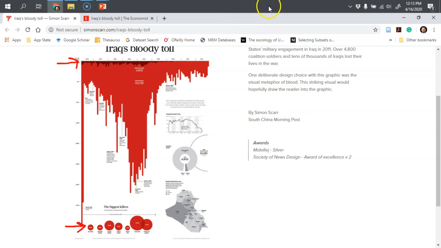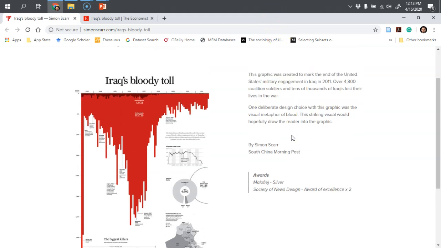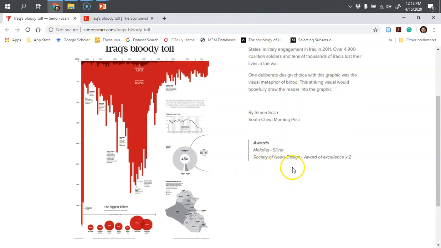The reason why I wanted to show you this visualization is because this visualization had won several awards, right? And the reason why it won awards is because this actually ended up becoming a major graphic that shows the dripping of blood, and the greater the length of blood means the greater the amount of death when it came to the Iraq War, right? So this was very powerful, this was very effective.